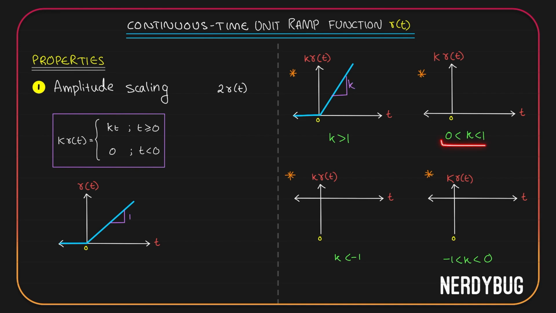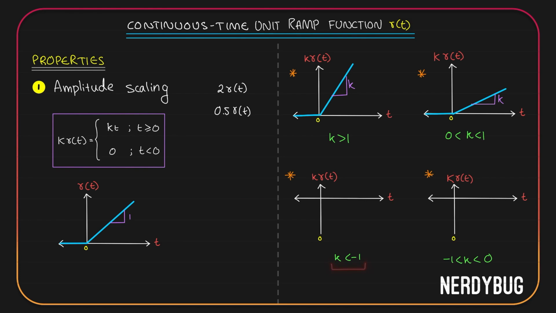If k is a positive number that is less than 1, for example, let's say we took 0.5 r of t. What happens is every value will be halved, so the slope will also be halved. Over here, the graph will look like this, and the slope will be less than 1 but still positive.